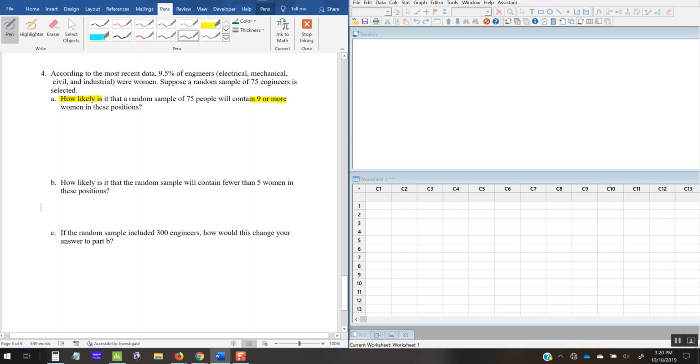So the first thing I'm going to do is set up my sampling distribution. I know that the mean of the sampling distribution for a proportion is that 9.5%. So I'm going to move the decimal place twice and put it into a proportion rather than a percentage. So 0.095 is what I'm going to be working with. Cool. And then I need to form my standard deviation of the sampling proportion.